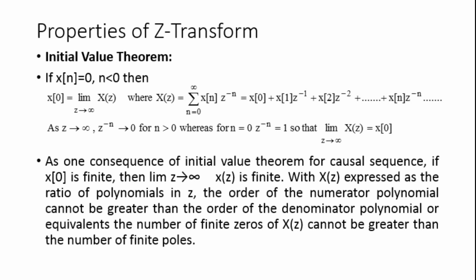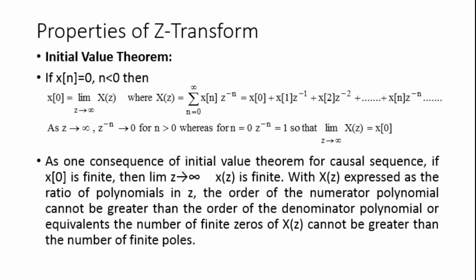As z tends to infinity, z to the power minus n tends to 0 for n greater than 0, whereas for n equal to 0, z to the power minus n is equal to 1, so that limit z tends to infinity x of z is equal to x of 0. As one consequence of the initial value theorem for a causal sequence, if x of 0 is finite, then limit z tends to infinity x of z is finite.